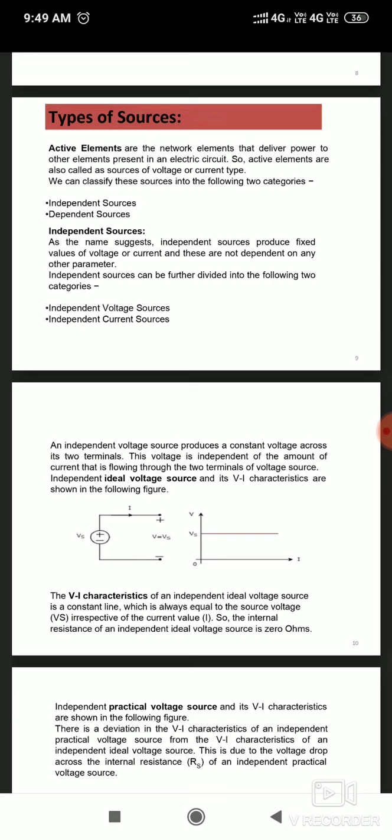One is independent sources and the second is dependent sources. Then tell me, what are independent sources? Those whose value does not depend on another thing.